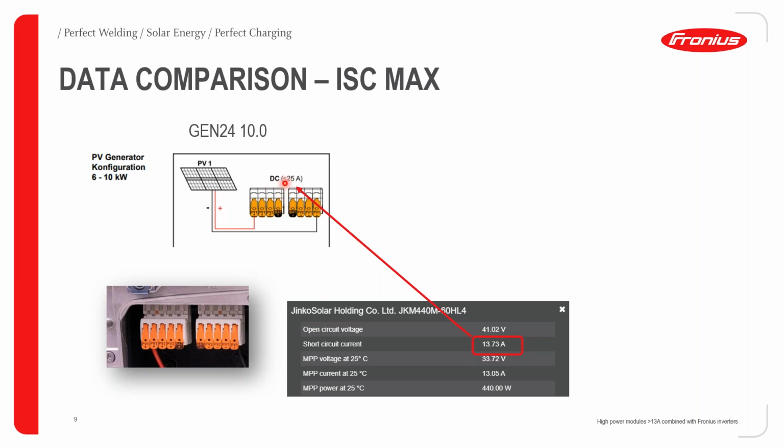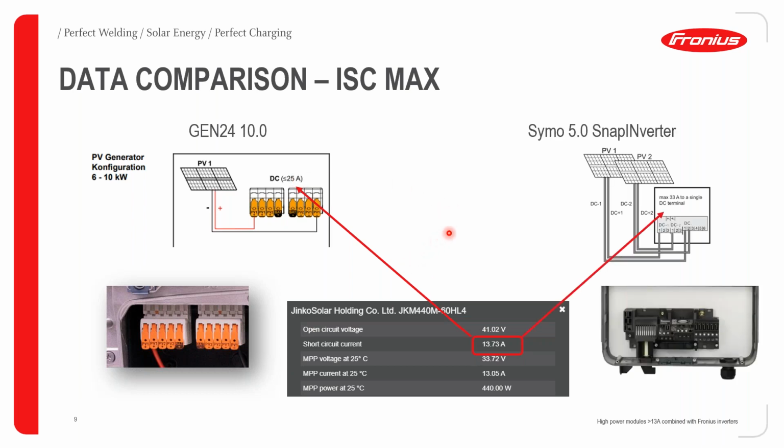But when you look at the Gen24 MPPT, we can connect, for instance, to MPPT1 a maximum of 25 amps. So your current to this MPPT has to be less than or equal to 25 amps. When you compare to a Symo 5 Snap inverter, you can see that you can connect per terminal a maximum of 33 amps, and therefore this module can be directly connected to a Symo 5 Snap inverter without any problems.